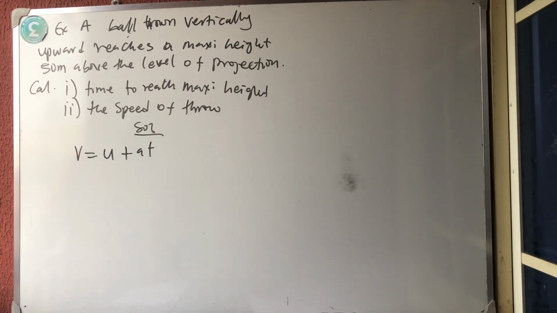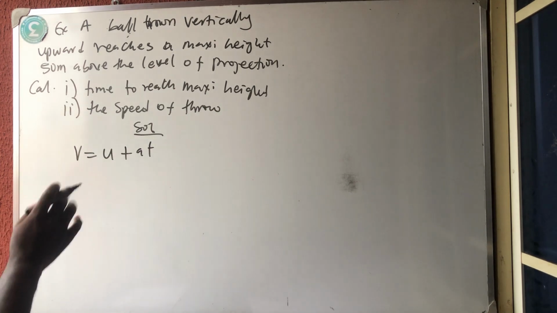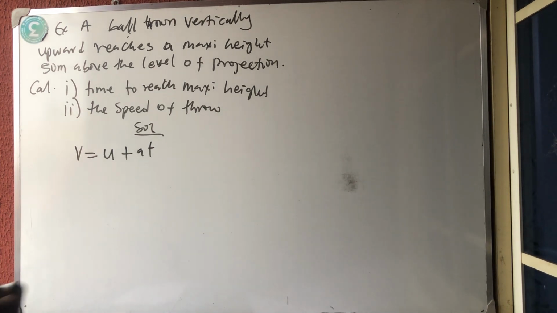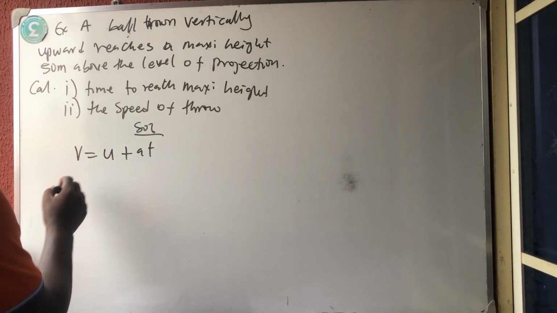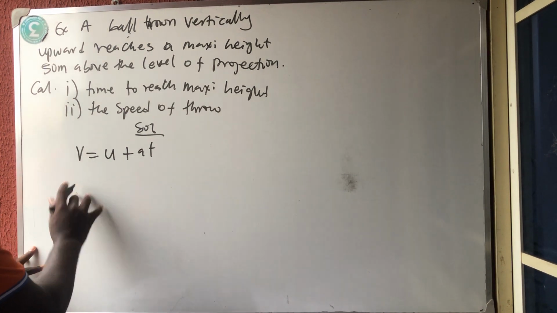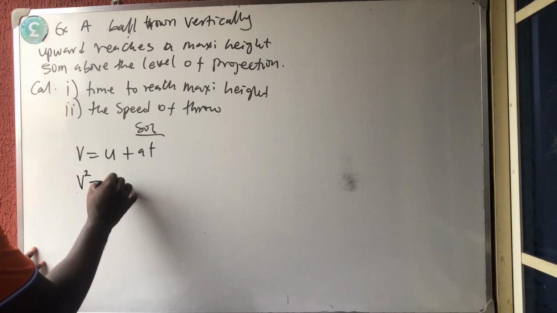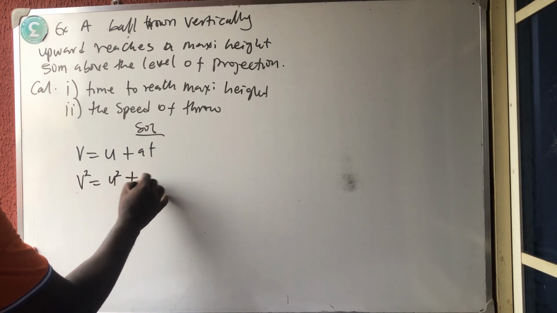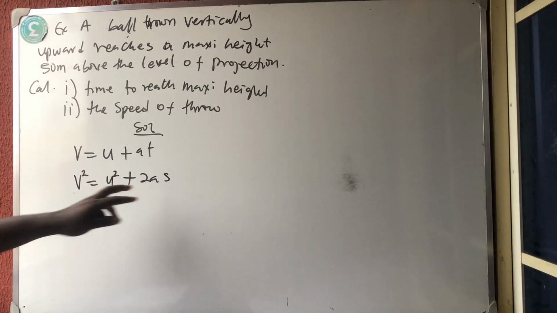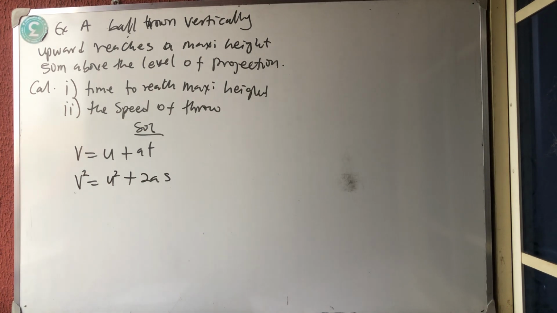Do we have the initial velocity? We don't have the initial velocity, so we cannot use this first. First of all, let's calculate the initial velocity. To get the maximum height h, I'm using the second equation, v squared is equal to u squared plus 2as. So let us use this one to get our initial velocity first.